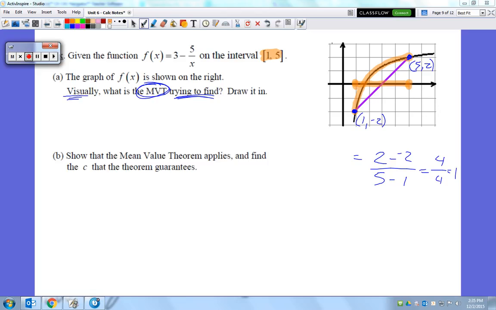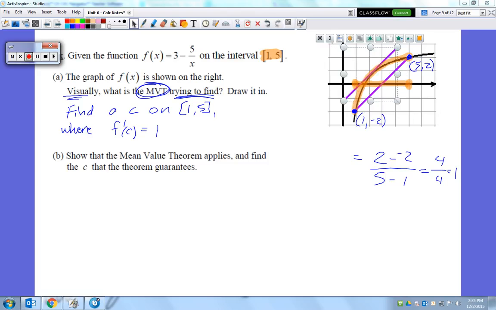Okay? So visually, what is MVT trying to find? It's trying to find a C on 1 to 5 where f prime of that C would equal 1. How many do you see? Just 1, right? And let me use a cheating shortcut. It would be right there. Whatever that is, precise. I'm not going forever. So that C value, whatever it is, is guaranteed to be my answer. Why? Because it's continuous and it's differentiable. No cusps, no vertical tangents, going back to what we were saying from the slide before. Good. Alright, so how can I solve for this?